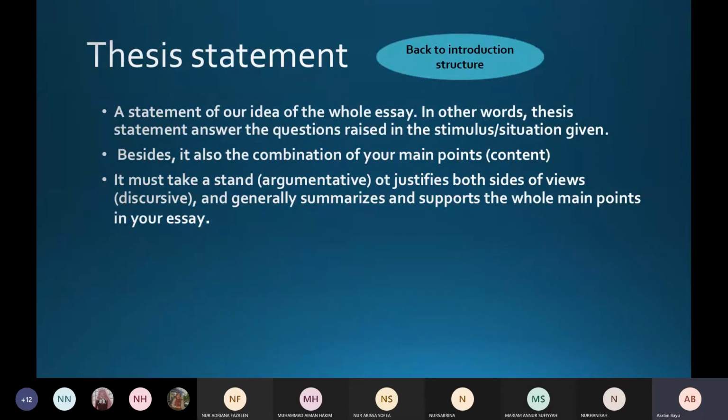Okay, alright, selain itu, it is also a combination of your main points. You ada 3 main points and you combine all together, itulah kita panggil thesis statement. Alright, dia mestilah ada stand kalau you buat essay argumentative, ataupun dia maybe justify both sides of views kalau you buat discursive, and kalau you buat problem solution, generally dia summarize and support the whole main point. Maksudnya ada problem and ada also solution dalam satu ayat. And thesis statement ni guys mestilah dalam satu ayat saja, dia tak boleh lebih. Alright, dia mestilah one sentence. Sebab tu dia kata a statement. Okay, a statement.